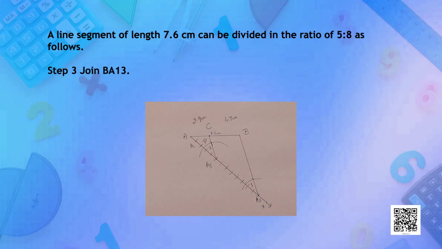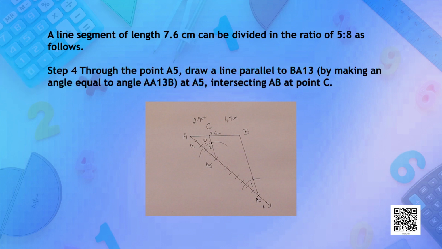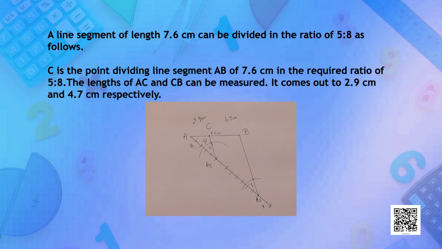Then we will join B and A13. Next step will be through the point A5, draw a line parallel to BA13. At A5, we draw this line intersecting AB at point C. Then C is the point dividing the line segment AB of length 7.6 centimeter in the required ratio, that is 5:8. The length of AC and CB can be measured and it came out to be AC was 2.9 centimeter and CB was 4.7 centimeters.